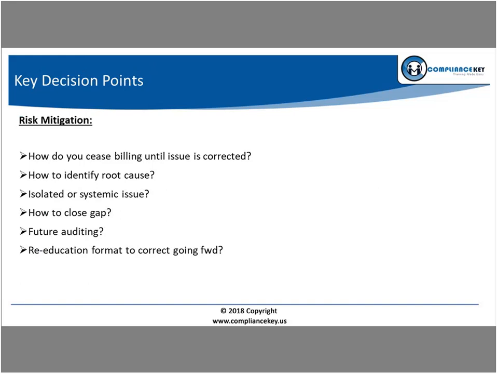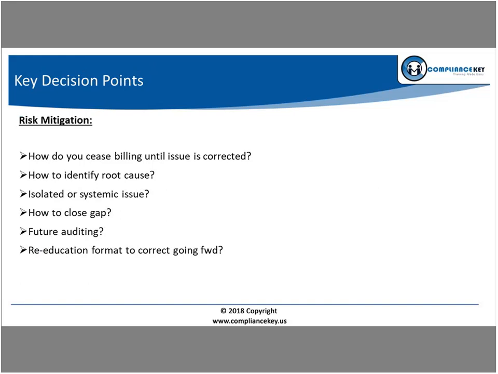Another key decision point is going to be risk mitigation. So, how do you go about ceasing billing until the issue is corrected? What communications need to happen? Who do you need to communicate to, to cease billing on this particular issue until you're able to resolve that? And then, of course, making sure you close the loop on the back end once the issue has been resolved, and educating those people as to what the resolution was and what steps need to take place in order to prevent it from happening again in the future.